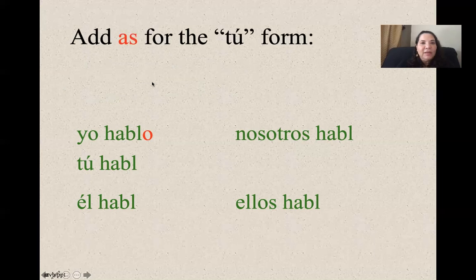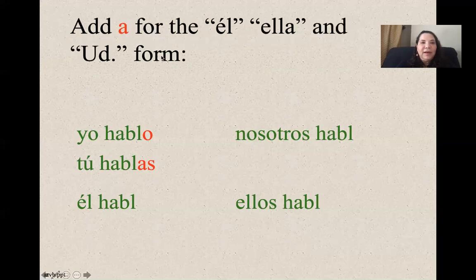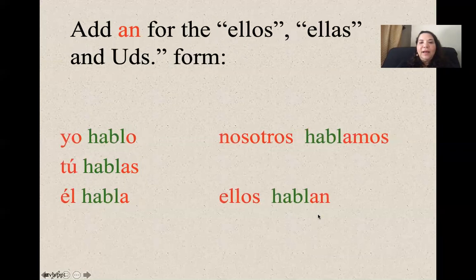You add an S for the tú form. Tú hablas. You add an A for the él, ella, and usted form. Él habla. Nosotros hablamos. You're going to add AMOS. Nosotros hablamos. Ellos hablan.